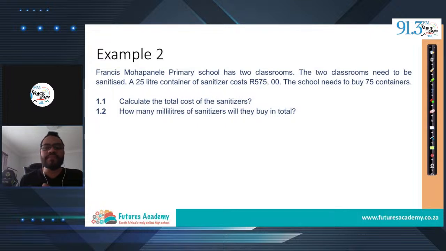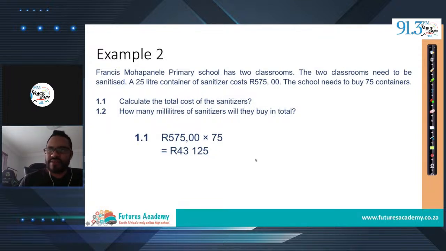Now, once again, a very simple calculation over here. Calculate the total cost of the sanitizers. Well, we need to buy 75. It's 575 rand each. And so now, remember, when you do this calculation, you must stipulate 575 rands multiplied by 75. Okay, and that's going to be 43,125 rands and 0.00 if you wish to put it on, because then it would be 0 cents, right?